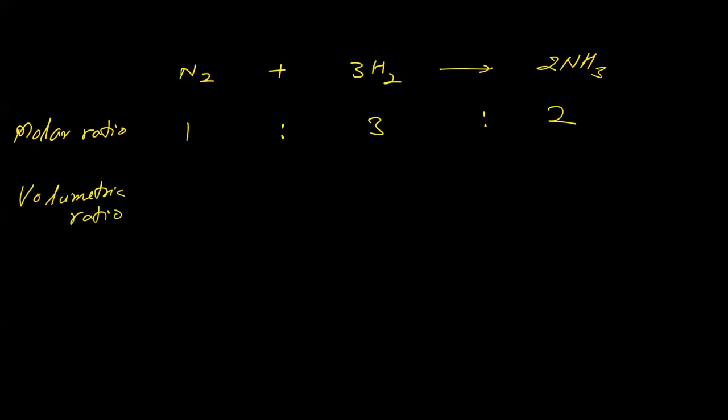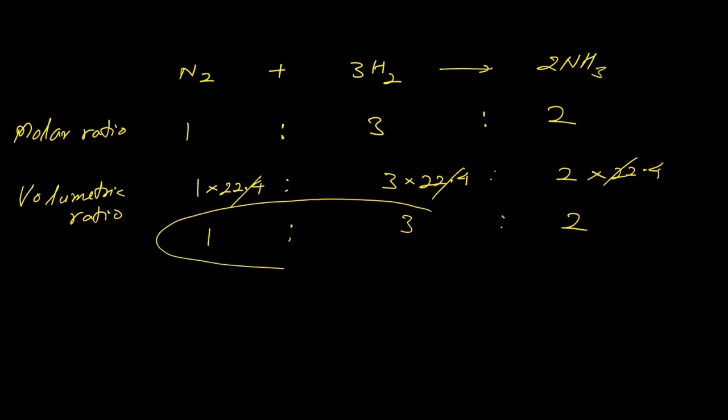Sir, can the volume, the number of molecules, be the same in reactants and products as well? Yeah, there is no restriction on that. Okay, sir. This reaction will also be the same, because if you consider the volume, it will be 1 into 22.4 at STP, 3 into 22.4, 2 into 22.4. These will get cancelled. The ratio you will get is the same.